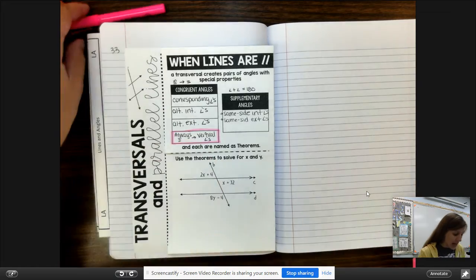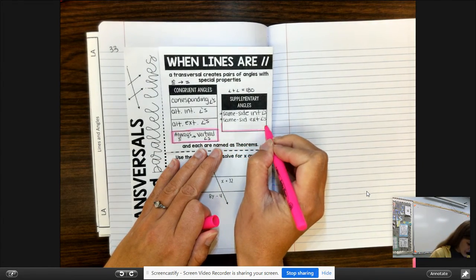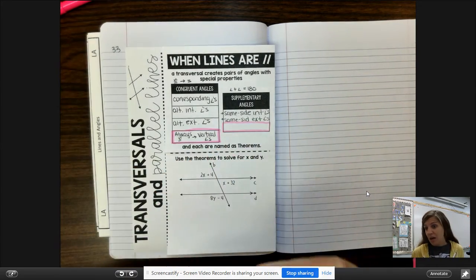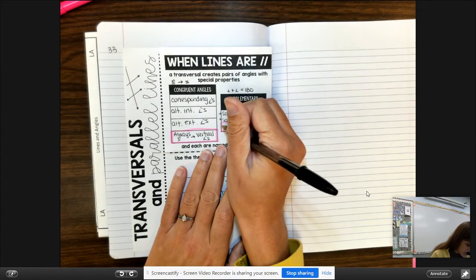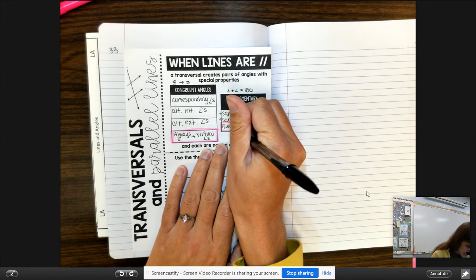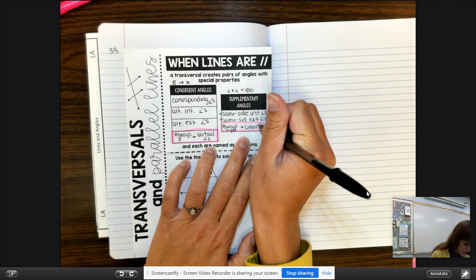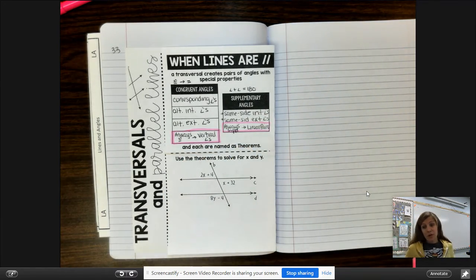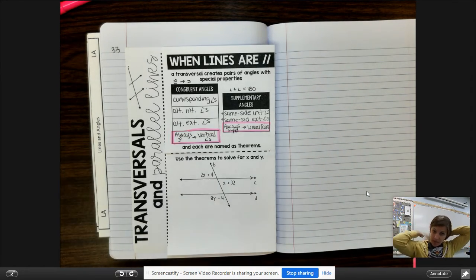And then like this one here, when two lines cross each other, I always have a pair of supplementary angles, and those are linear pairs. So always supplementary are linear pairs. They don't have to be parallel to be a linear pair. If two lines cross, you don't even need three lines. If two lines cross, you have linear pairs.